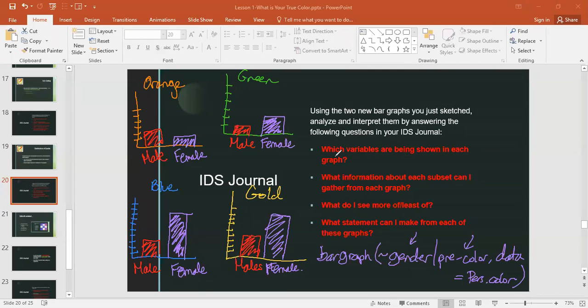Okay, and then you have, what information about each subset can you gather from each graph? What do you see more of or least of? Okay, and what statement can you make from each of the graphs? What statement can you make from each of these graphs? Okay, so you're looking at the 2 bar graphs that you just drew, right? And you're answering these questions based off of those.